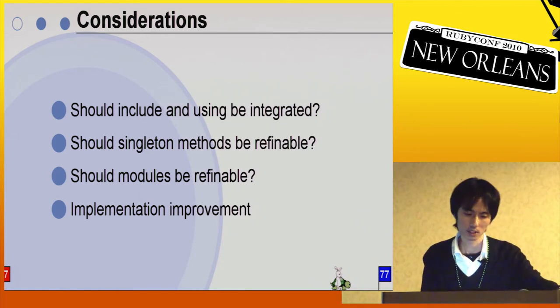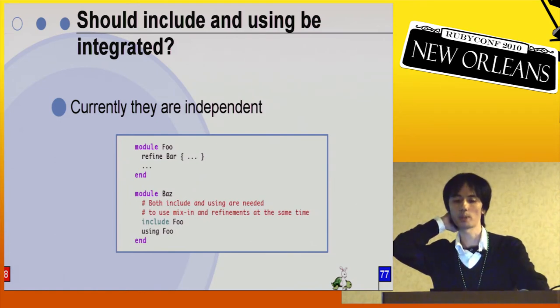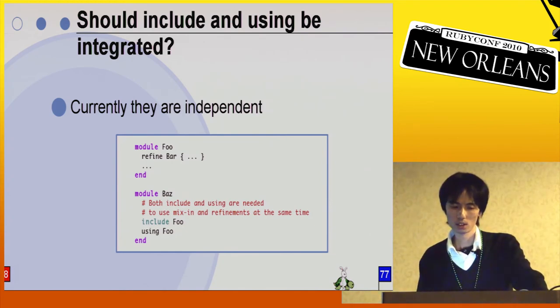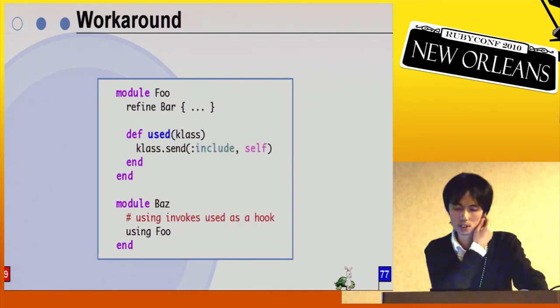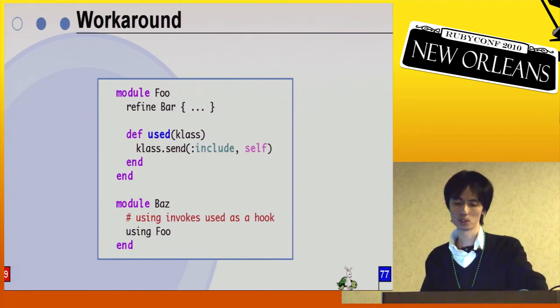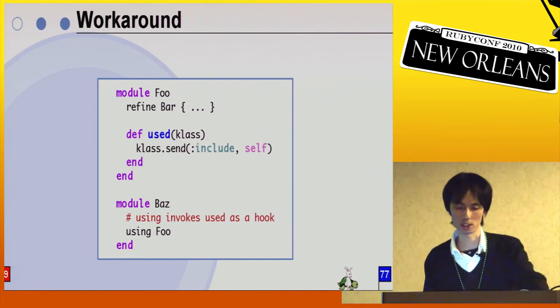There are some considerations. Currently include and using are independent, but should they be integrated? I wonder whether they should be integrated. But there is a workaround. You can use a hook method. If you define the method used, you can invoke it from using. So if you include in the used method, you can provide both features at the same time.